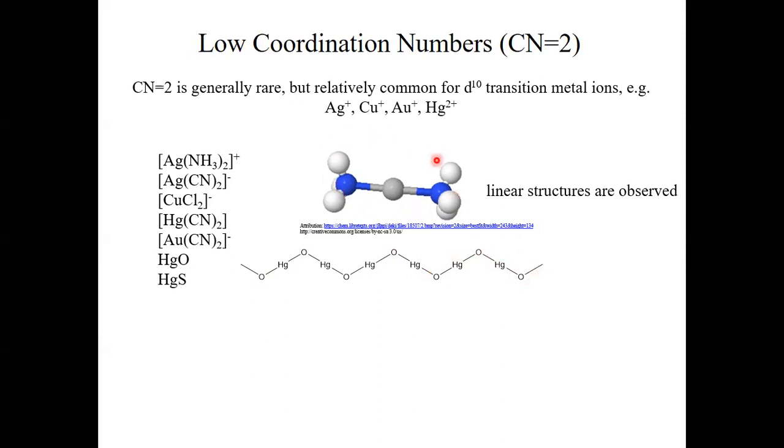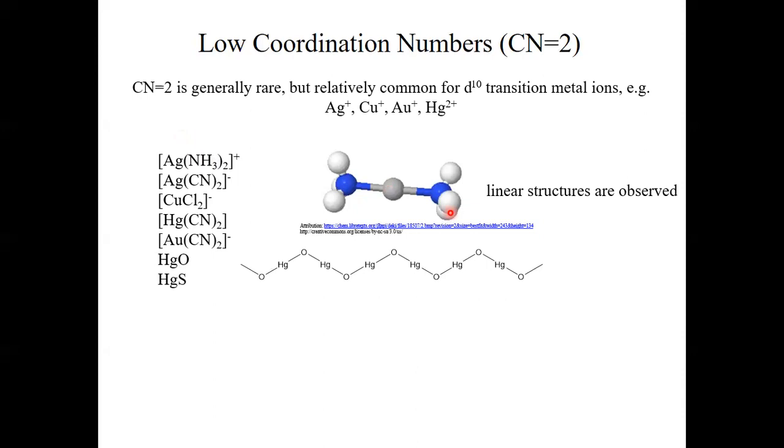So here above you just see the actual structure for the diamine silver plus ion, where you can see that the silver plus ion is coordinated in a linear fashion by two amine ligands. So now how can we explain that these ions tend to like the coordination number 2 and that they like to make linear structures?